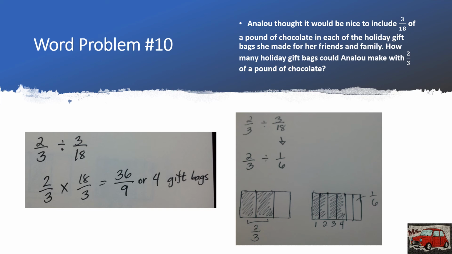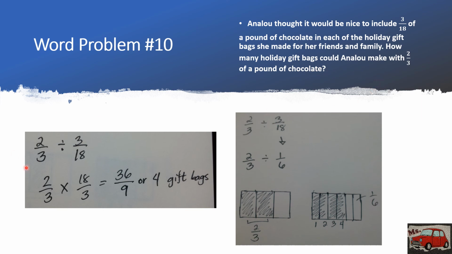Alright, so ang gusto ni Anna Lou ay magbigay ng chocolate or maglagay ng chocolate sa bawat holiday gift bags na ibibigay niya sa friends and family niya. Alright? So, yung pound ng chocolate na ilalagay niya sa bawat gift bag is 3 over 18. So, ngayon, merong 2 over 3 pound chocolate si Anna Lou. So, hahatiin natin yan sa 3 over 18 para malaman natin kung ilang gift bags yung magagawa ni Anna Lou.